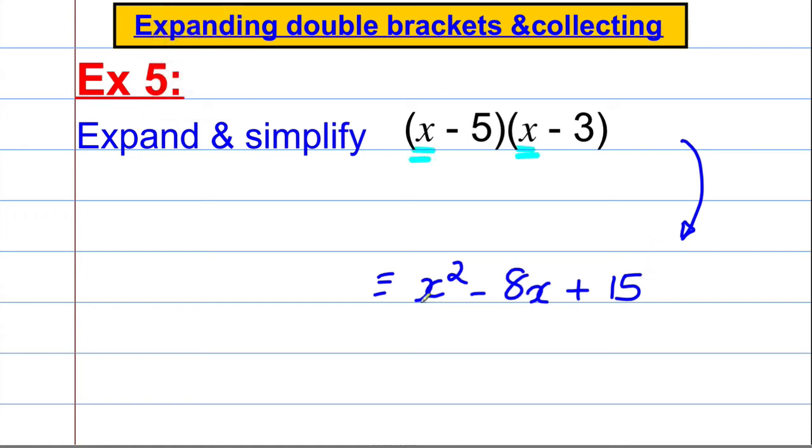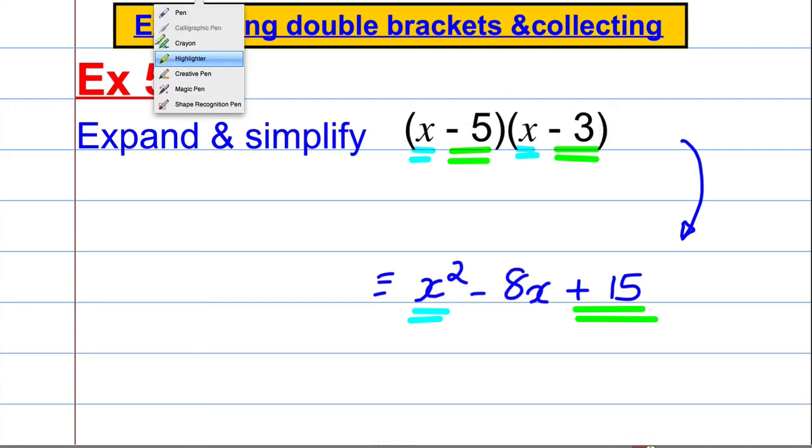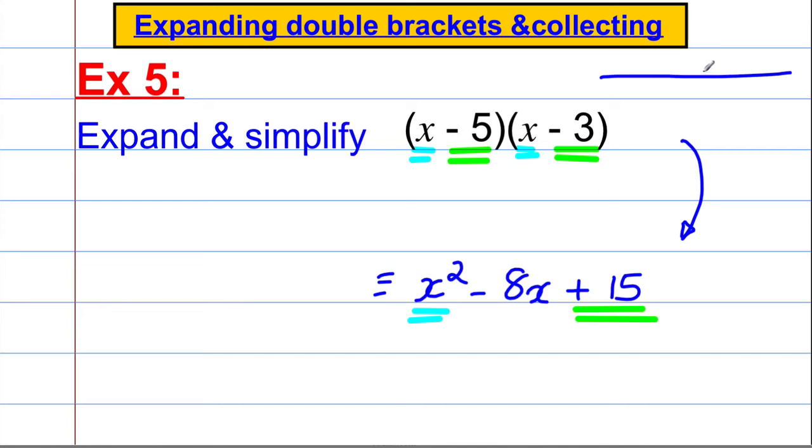X multiplied by the x gives me the x squared. Negative 5 multiplied by negative 3 gives me positive 15, that term. And negative 5 add negative 3. So what I mean by that is I'm at negative, let's say 5 on the number line over here, and I combine it with another negative 3, that's the same as subtracting 3, I end up at negative 8. And hence I get my negative 8x.